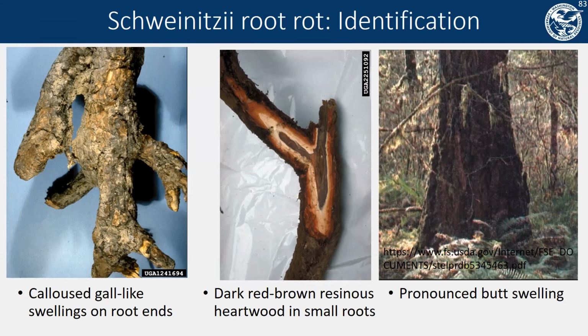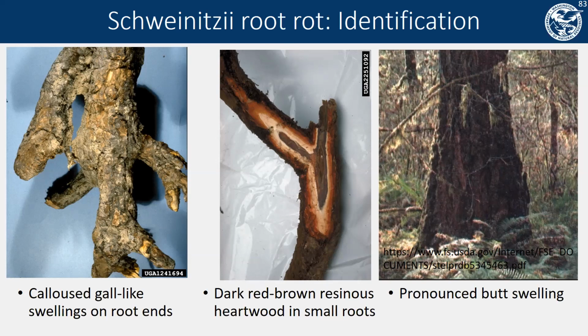At times, looking at some of those smaller roots that you can access from digging around at the ground, you can find a dark red-brown resinous heartwood. In a healthy tree, this would be cream colored, but you may notice this red-brown residue if you cut into some of the smaller roots if they happen to be near some more advanced decay, so something we might come across more easily in the field.